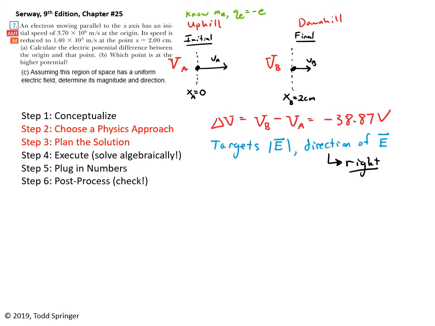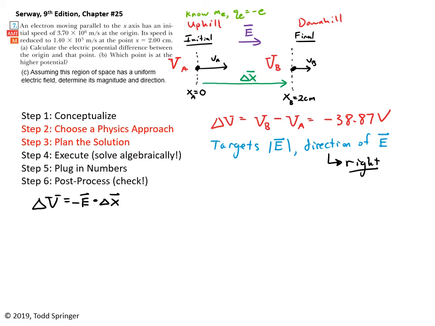So the equation which does that, which I mentioned previously, is delta V is equal to minus E dotted with delta X. Delta X is a displacement vector going from point A to point B, so delta X is this vector. And we know the electric field also points in this direction, which we figured out last time. So we're going to use that formula.